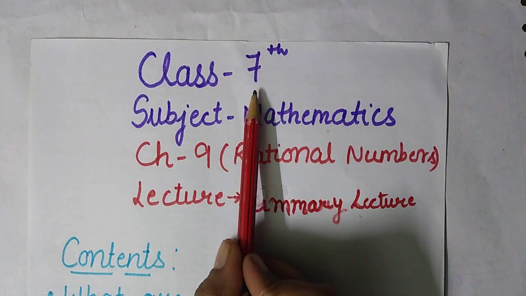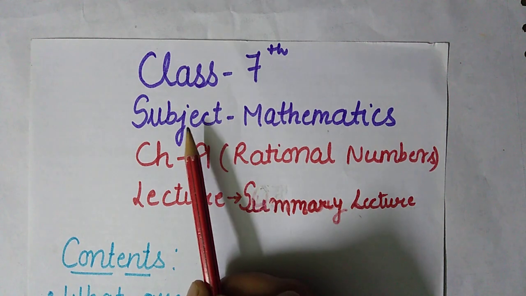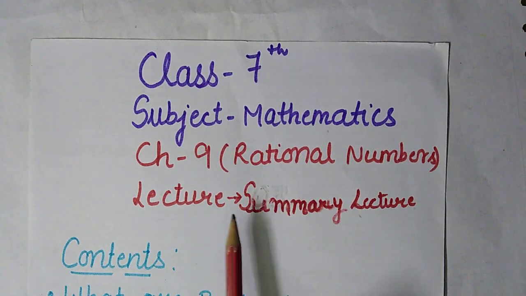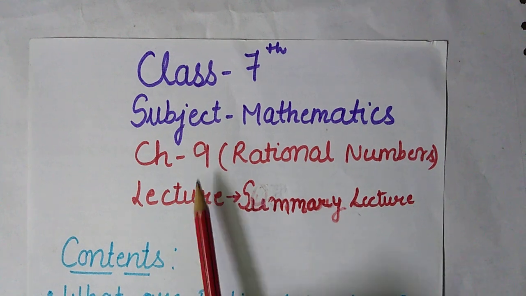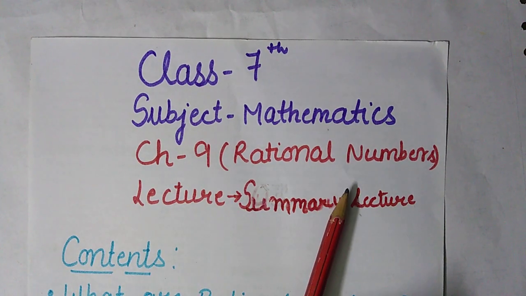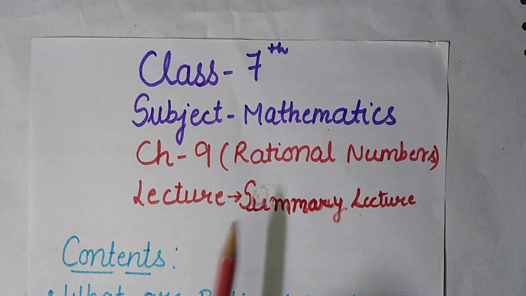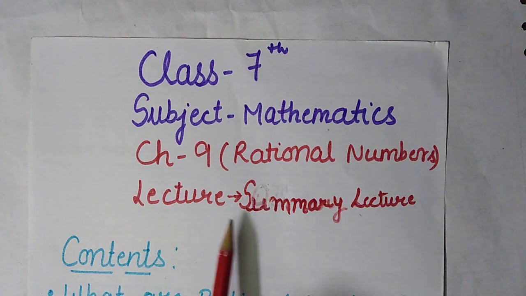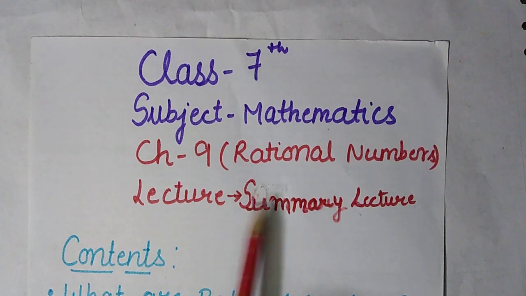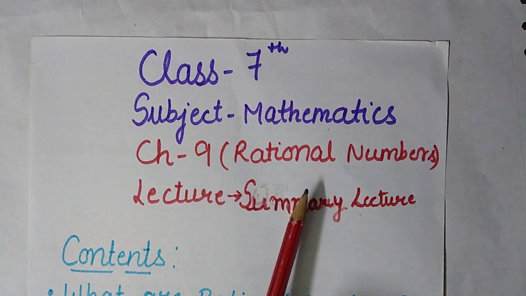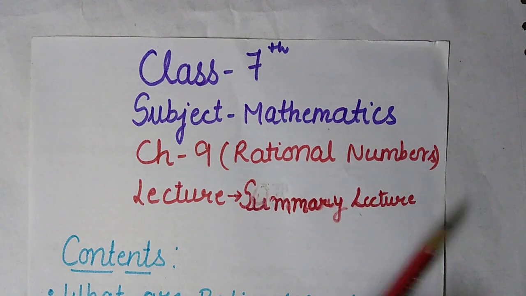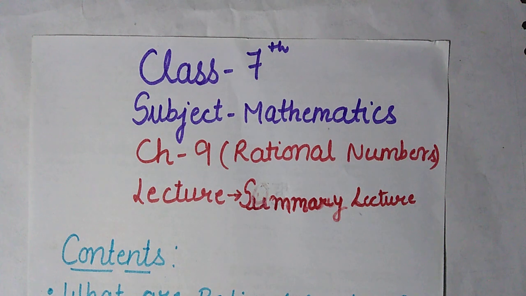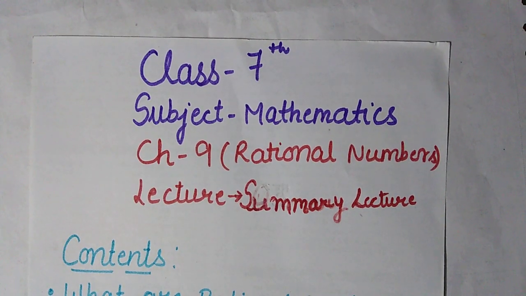This video is for the students of class 7th, subject mathematics, and this is the summary lecture of chapter number 9, rational numbers. As we have completed our chapter in the previous lecture, today I will discuss the summary of the complete chapter, that is rational numbers. So let us start with the first topic: what do you mean by rational numbers?